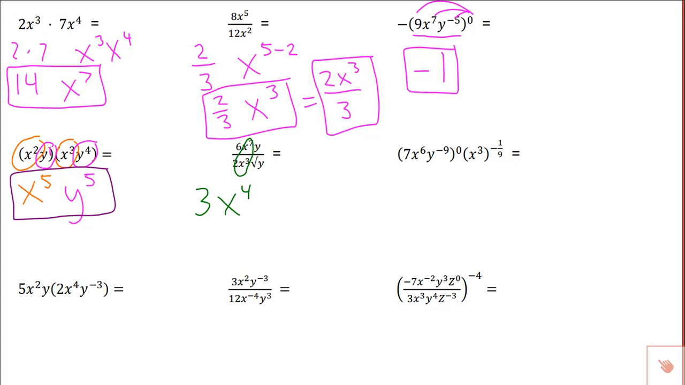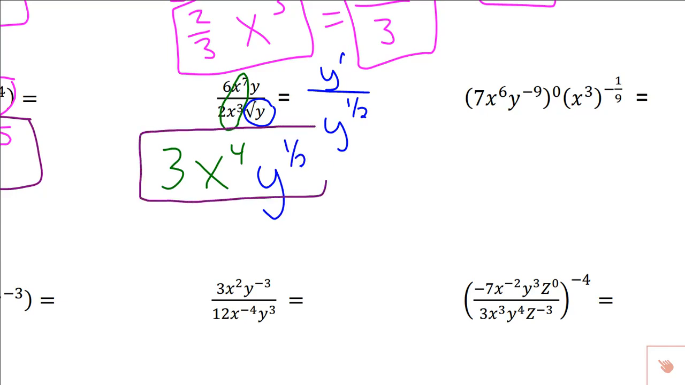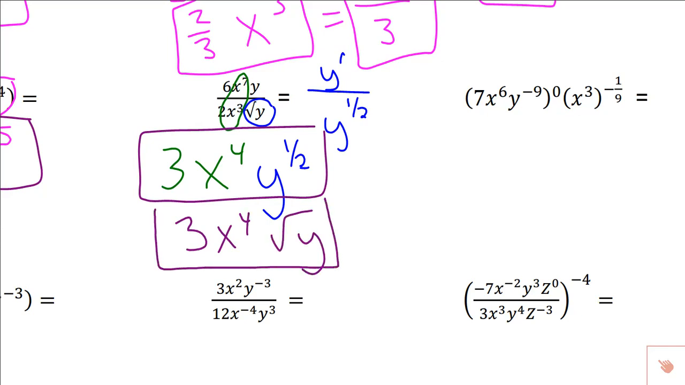And let's talk about this one for a second. So the square root of y is actually y to the 1/2. And on top we have y, which is y to the 1. So really what we're dealing with here is y to the 1 minus 1/2, which is 1/2. And this is your final answer. You could leave it like this. Some teachers ask that you don't leave fractional exponents, so you would write it as the square root of y.